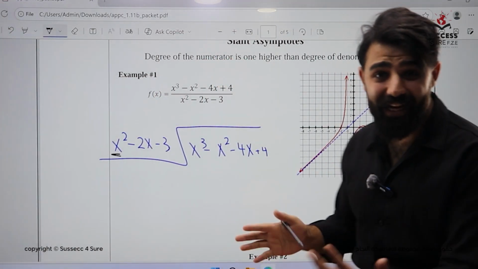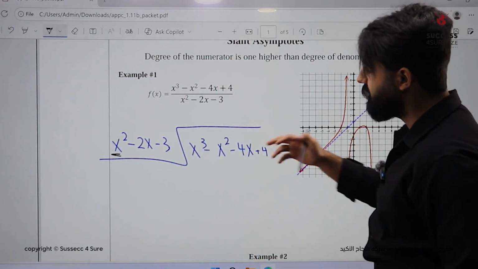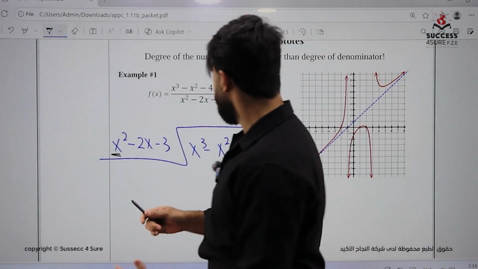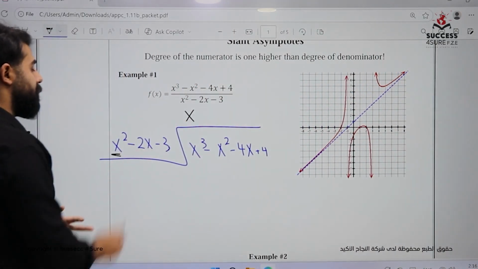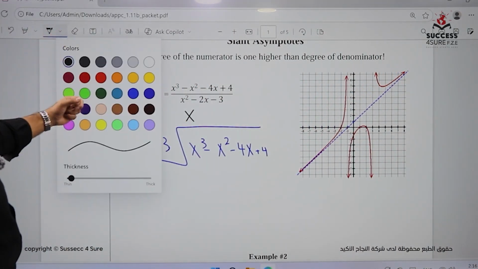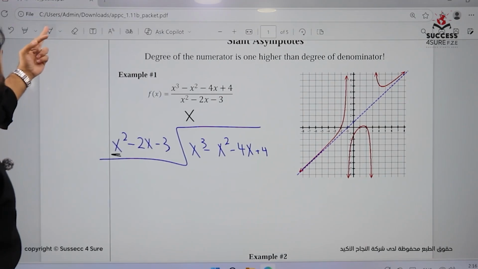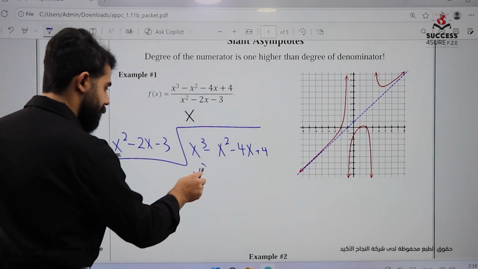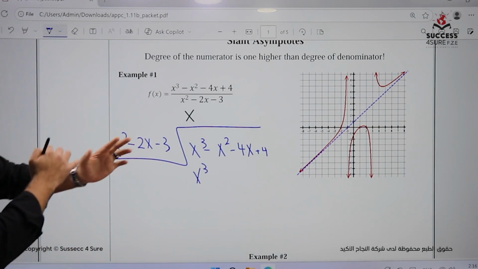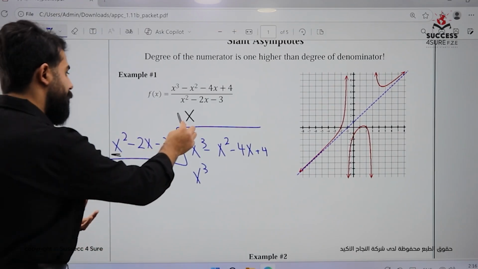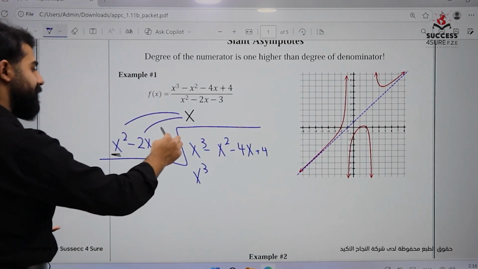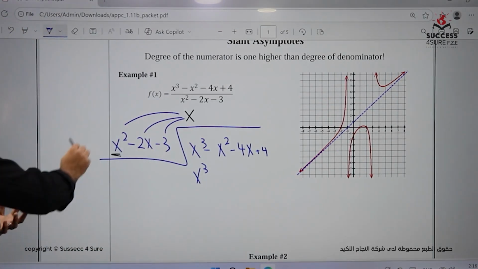It's absolutely x, because x times x squared gives you x cubed. So I will put x here. What is x times x squared again? That's x cubed. Perfect. Now you don't have to stop. You have to keep multiplying x by x squared, negative 2x, and negative 3. Okay?